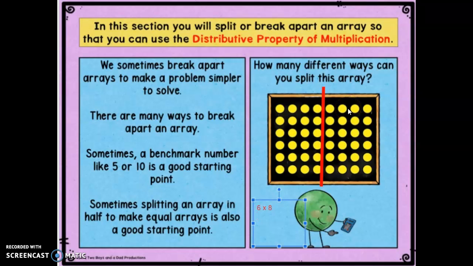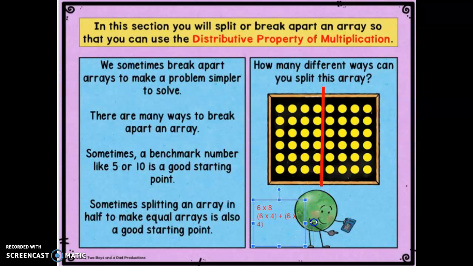Now, I've got to come down here and write a new equation to represent the arrays that I see now. So on this side, I have 6 times 4. So my array is going to be 6 times 4. And then I've got to put a plus sign because I have to add this side of the line to whatever I calculate on the other side of the line. I also see, because I did the strategy of splitting it in half, I know this side of the array is the same as this one. So I'm going to do 6 times 4 again to get an answer here.